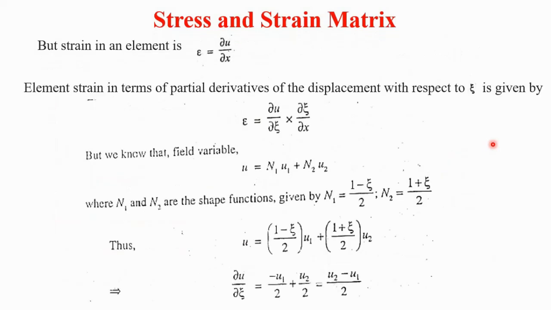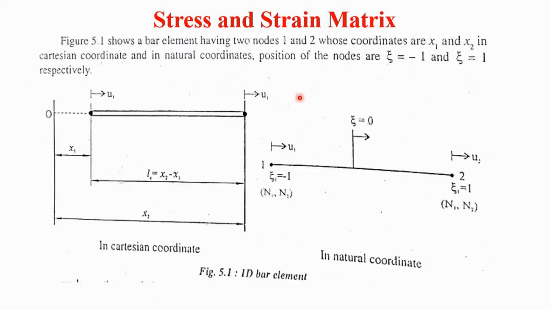Now, the strain in an element is epsilon equals du by dx, where u is the displacement. U1 is the displacement at the first node, and U2 is the displacement at the second node in the natural coordinate system.